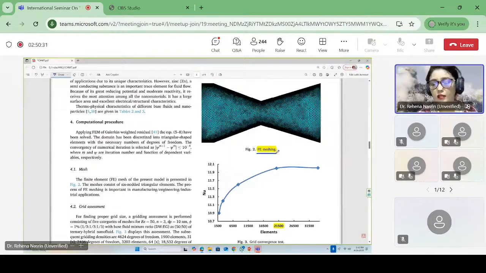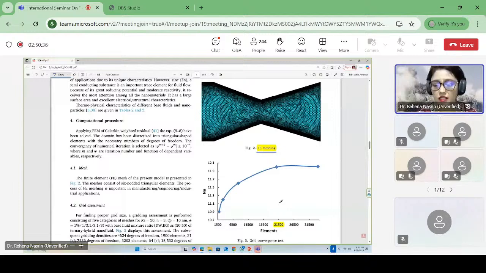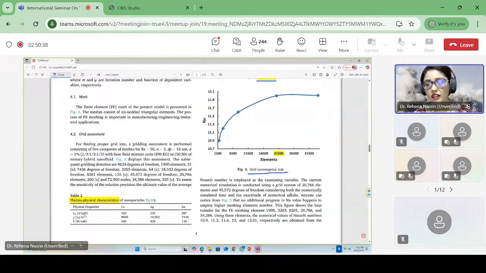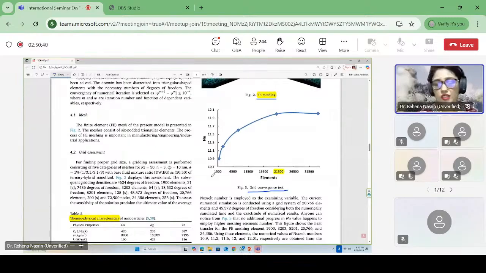The finite element mesh is considered here, along with a grid convergence test. To run the grid convergence test, we consider the Nusselt number as the supervising variable, and we consider different numbers of finite elements. We choose 21,500 elements, and the Nusselt number is this.